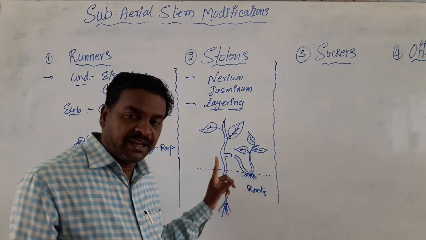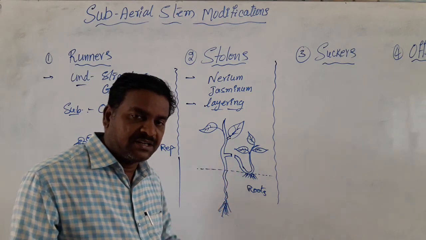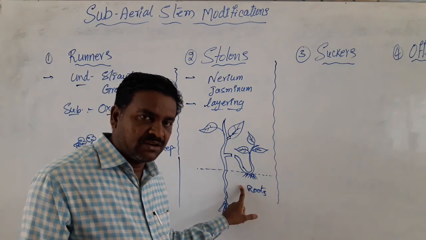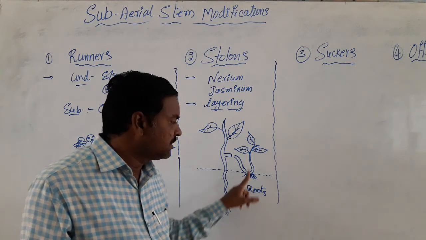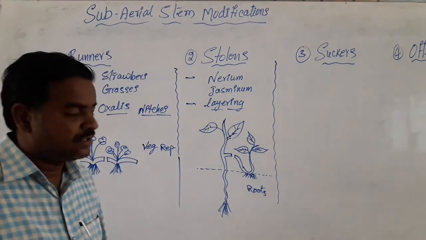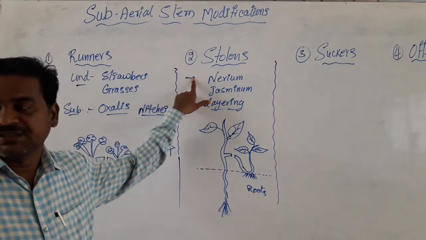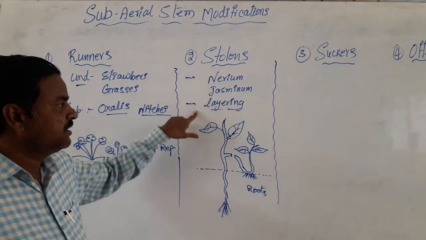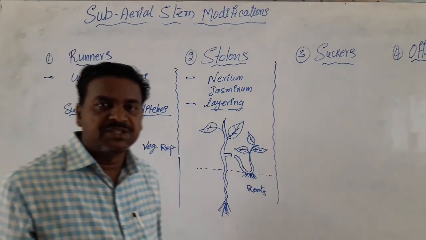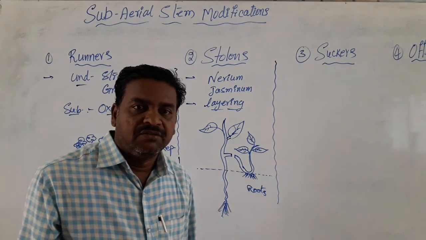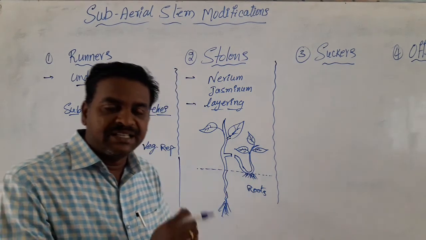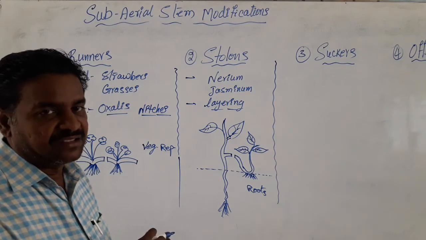When this branch breaks off from the mother plant, when it gets separated from the mother plant, this branch with the leaves and roots leads an independent life. Such aerial branches are considered as stolons. Some examples of these stolons are nerium and jasmine. This is the basic principle in raising the plants vegetatively by the process of layering.